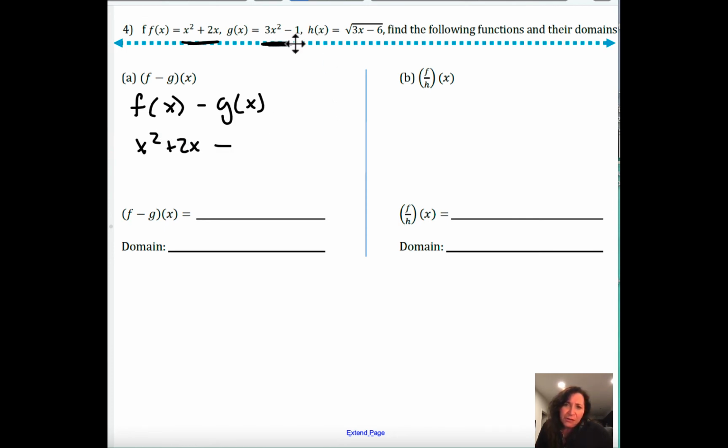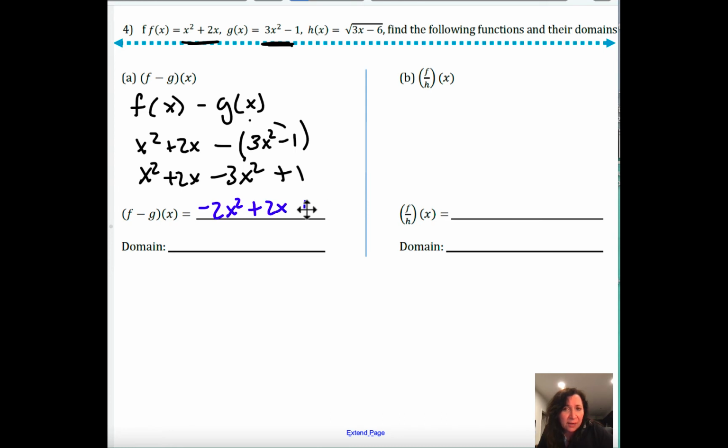Now this is g of x, but g of x is a quantity. It has two terms in it. So when you subtract that, you absolutely need to make sure that you are subtracting the quantity 3x squared subtract 1. So we have x squared plus 2x. I'm going to subtract 3x squared and minus negative, which is plus 1. So my final answer here would be 1 minus 3, which is negative 2x squared plus 2x and add 1.